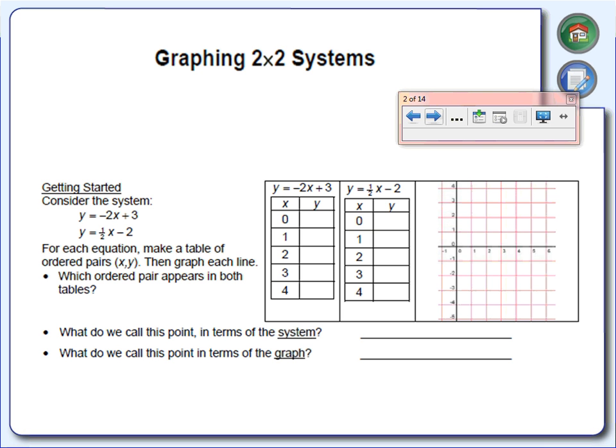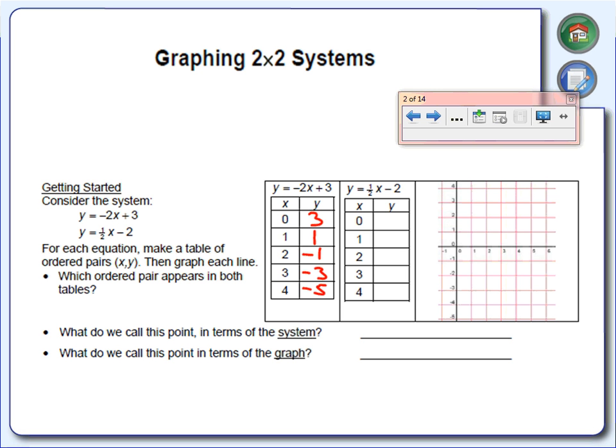I want you to look right next to your 0, 1, 2, 3, and 4. I want to know what those y values are. Let's start right next to the 0. What do you see right next to 0? 3. Right next to 1, you see a 1. Next to 2, you see a negative 1. Next to 3, you see a negative 3. And next to 4, you see a negative 5. So this is what you see on your calculator. This is a table of values for that particular equation.